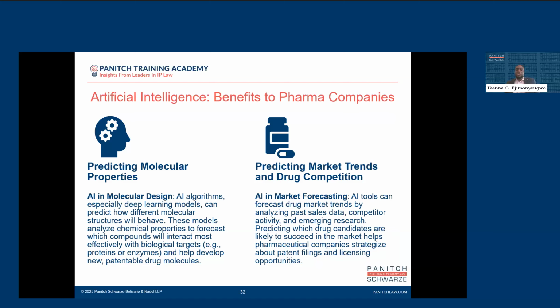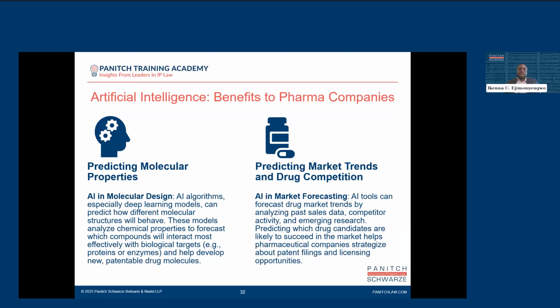So more examples is that AI can predict the behavior of molecules. It can help design compounds with desirable properties, such as higher efficacy, selecting drugs that have fewer side effects or simply just better bioavailability.